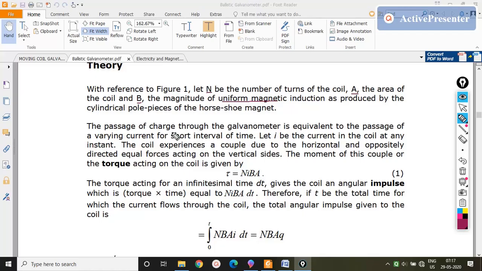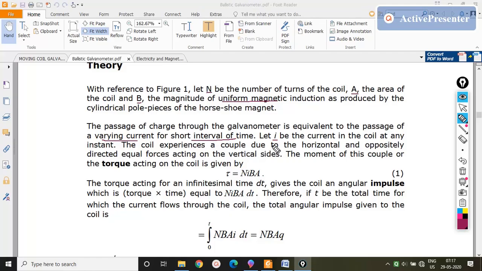charge passes through this galvanometer. The passage of charge through this galvanometer is equivalent to a varying current for a short interval of time. So let small i be the current in the coil at any instant.